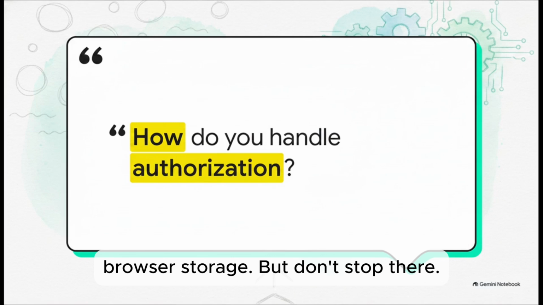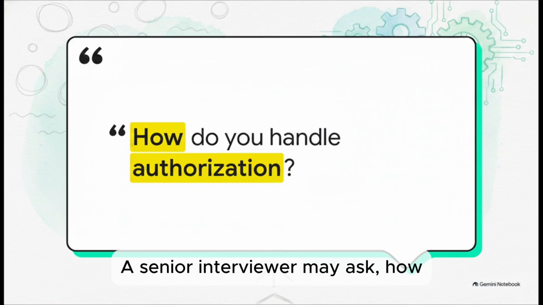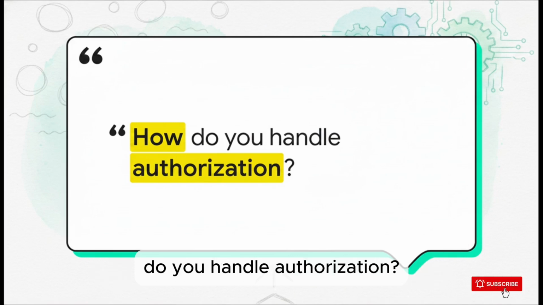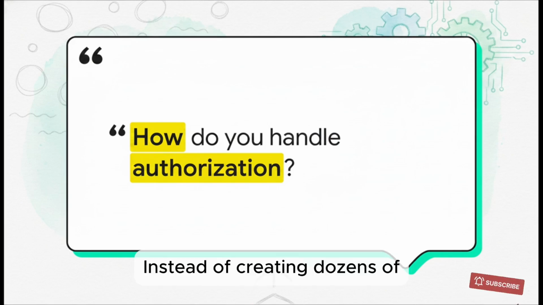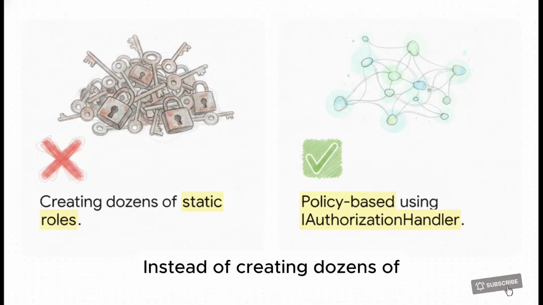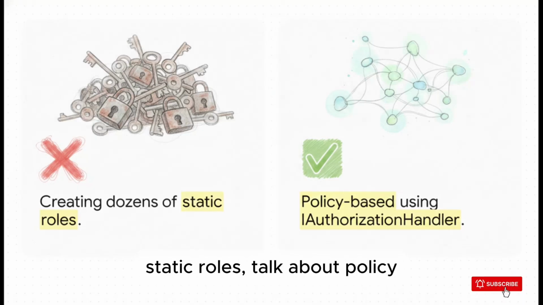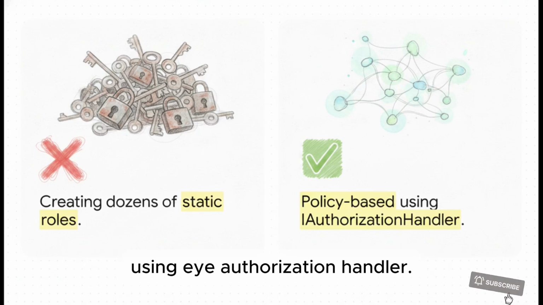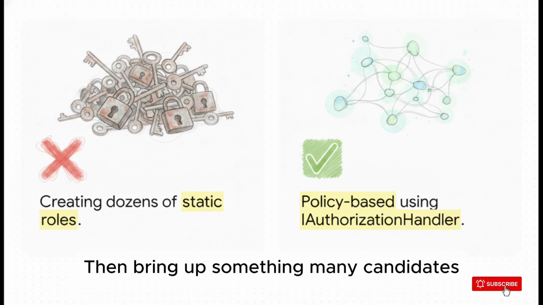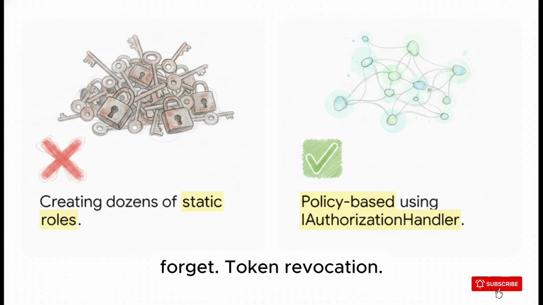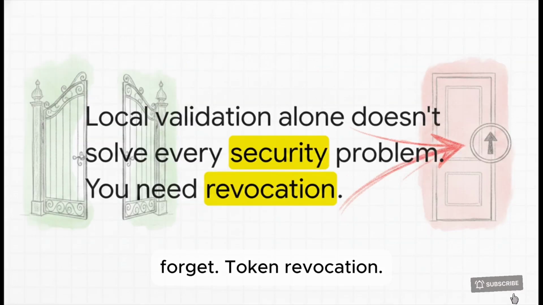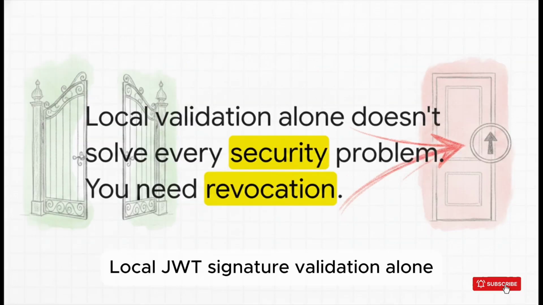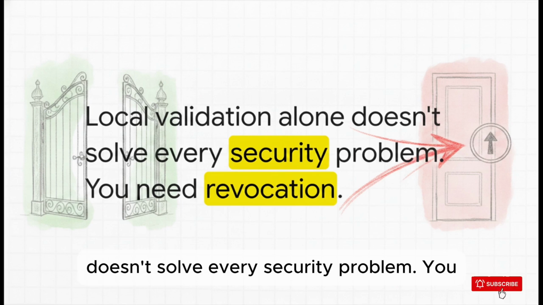But don't stop there. A senior interviewer may ask, how do you handle authorization? Instead of creating dozens of static roles, talk about policy-based and requirement-based authorization using IAuthorizationHandler. Then, bring up something many candidates forget: token revocation. Local JWT signature validation alone doesn't solve every security problem.